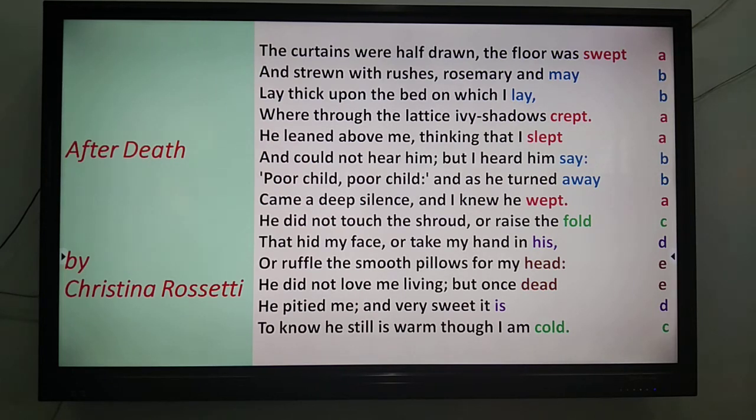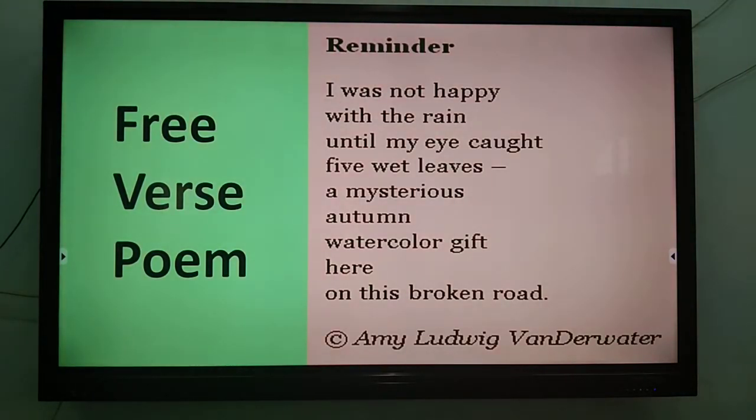So this was our rhyming poem. And now let us see what is a free verse poem. Now this is a short poem that I have taken. I was not happy with the rain until my eye caught 5 wet leaves, a mysterious autumn watercolor gift here on this broken road. Now if you see the endings, there is no rhyme scheme. Happy, rain, caught, leaves, mysterious, autumn, gift, here, road. Nothing seems to be rhyming, and this is a free verse poem.